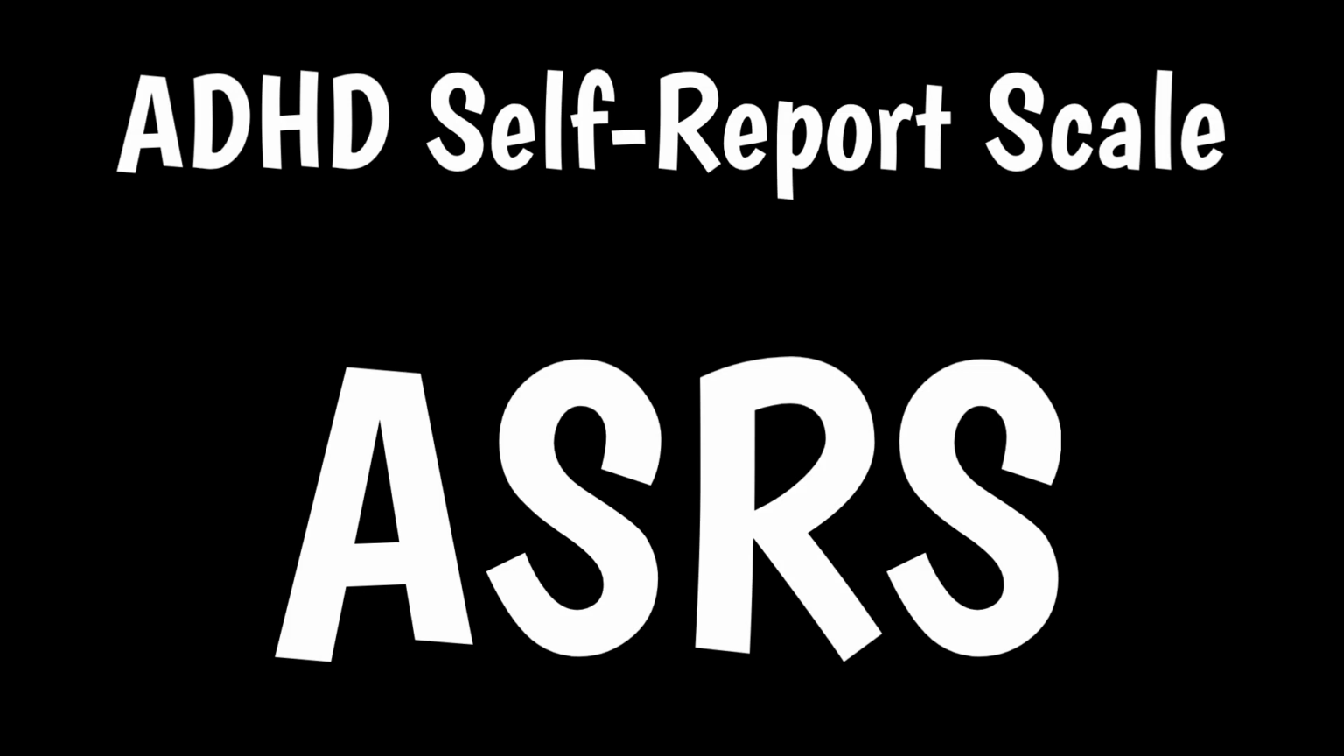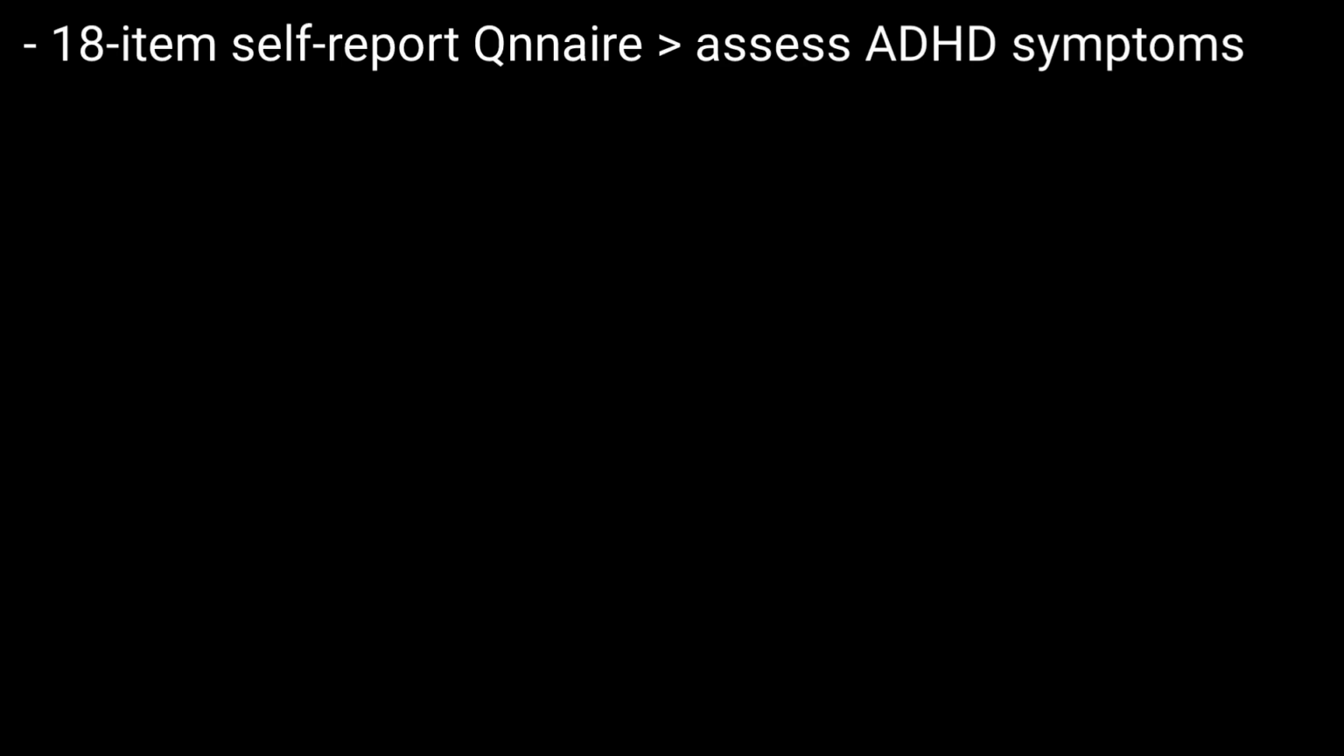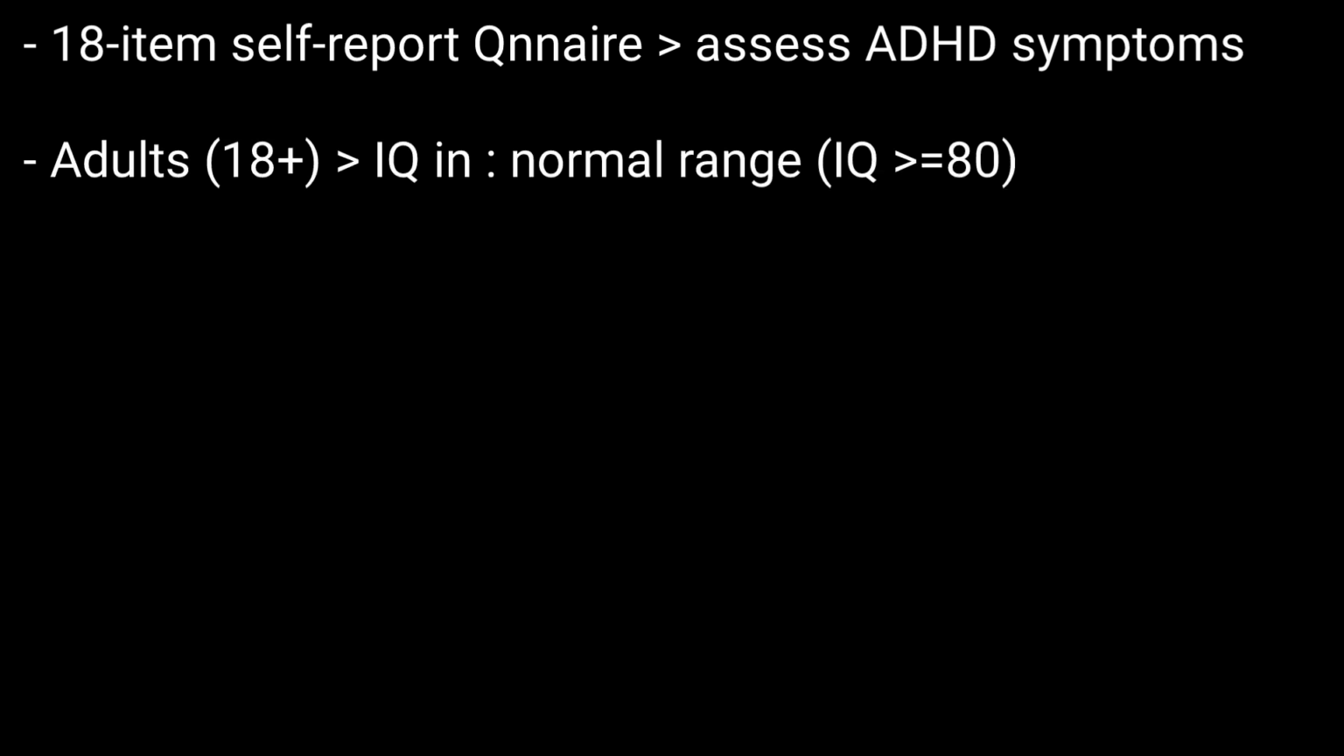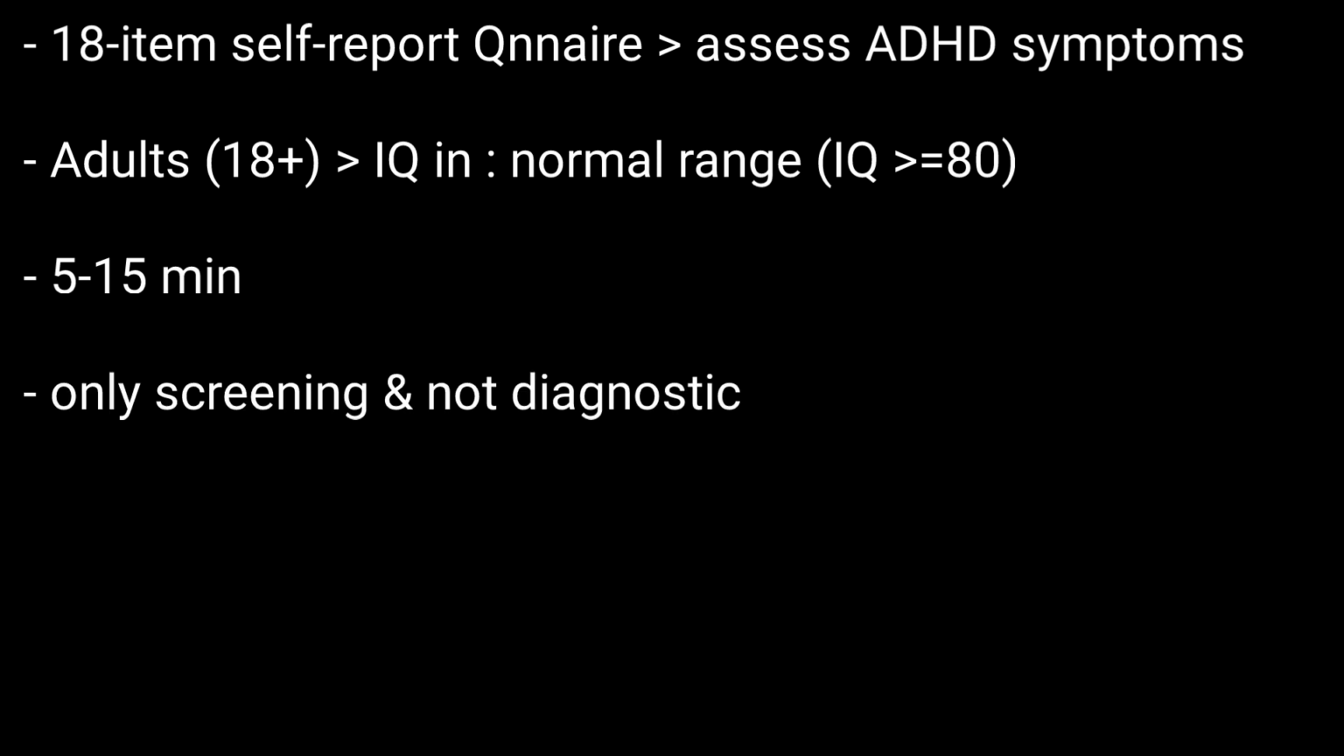Adult ADHD Self-Report Scale, also called ASRS. ASRS is an 18-item self-report questionnaire designed to assess attention deficit hyperactivity disorder symptoms, or ADHD symptoms. The test is designed for adults with an IQ in the normal range. Duration is 5 to 15 minutes. Now, note one thing here, it's only a screening scale, not a diagnostic test.